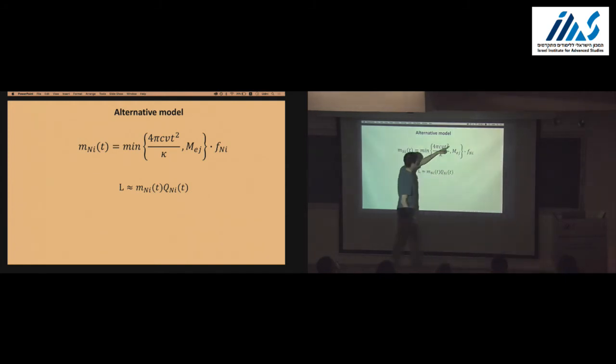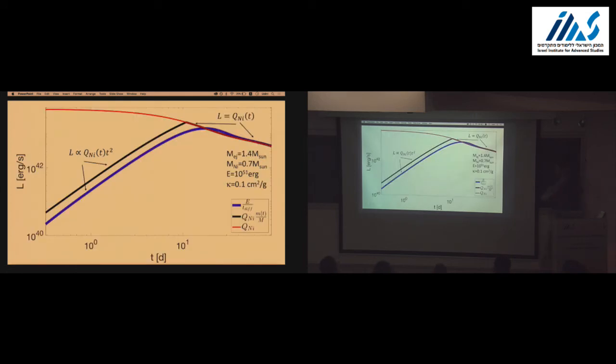So this is a mass that satisfies tau equals c over v, just like before. This is M of t of before. Of course, we take the minimum between that and M ejecta. Once we see everything, we see everything. We cannot see more. And we multiply it by the fraction of how much of our mass we assume a uniform fraction. How much is in nickel? And then that's it. L is simply the nickel mass which we see multiplied by the nickel deposition, the energy deposited by nickel per unit of mass. This is what we get.